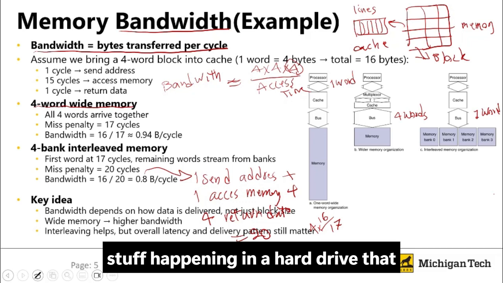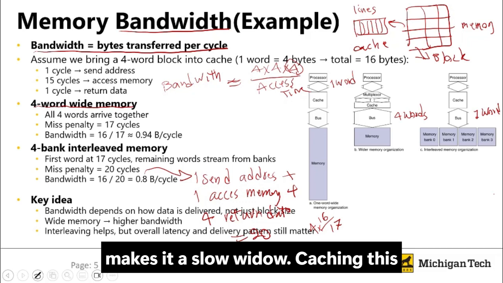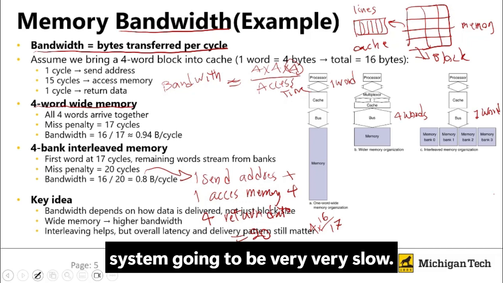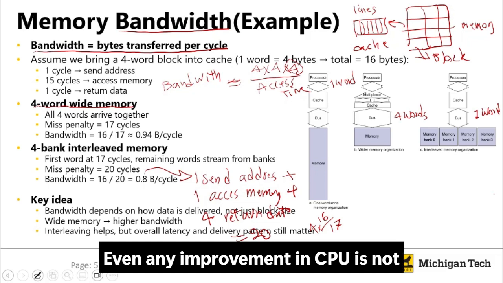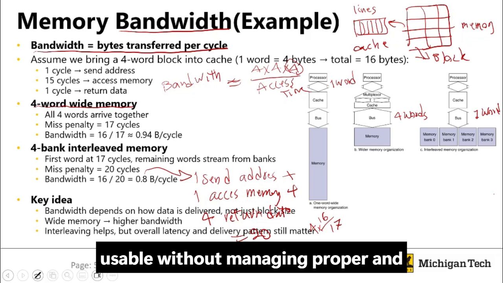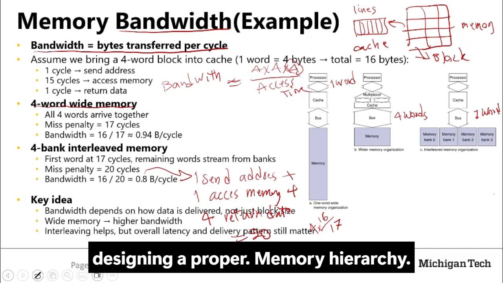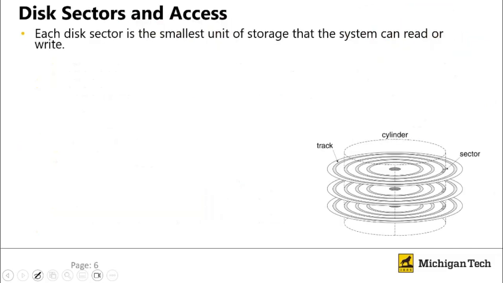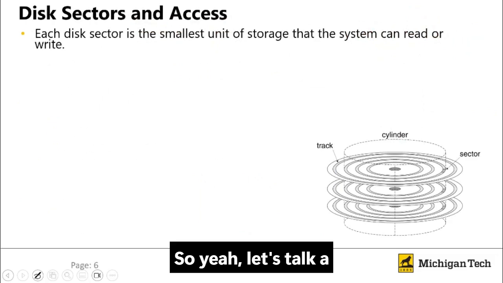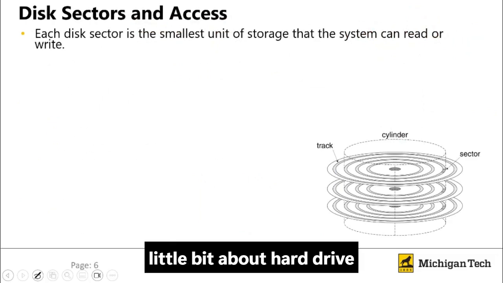Without caching, this system is going to be very, very slow. Even any improvement in CPU is not usable without designing a proper memory hierarchy. So yeah, let's talk a little bit about hard drives before going to the cache.